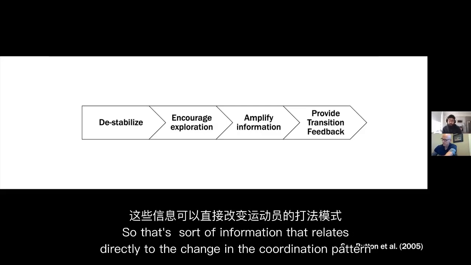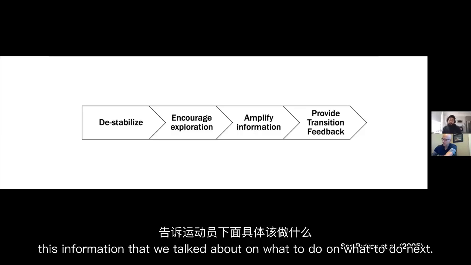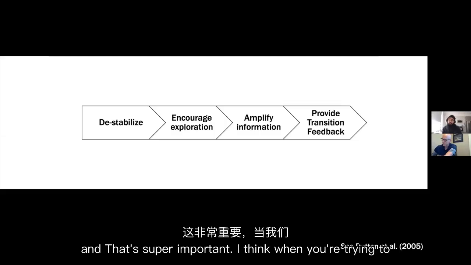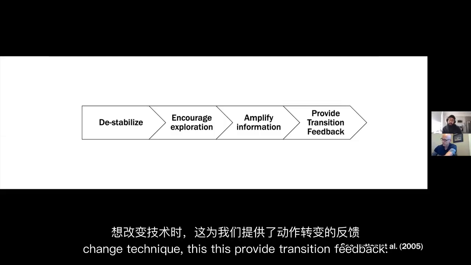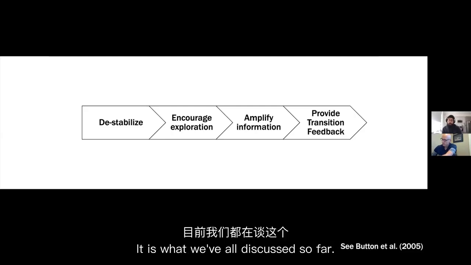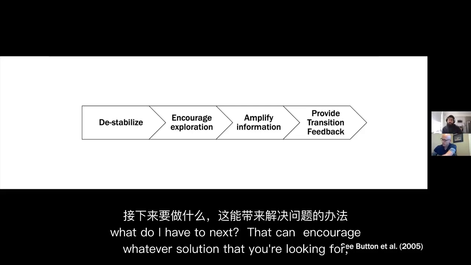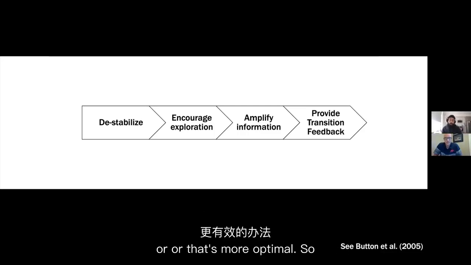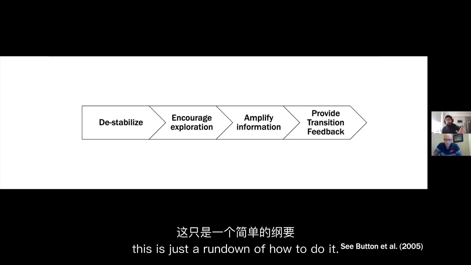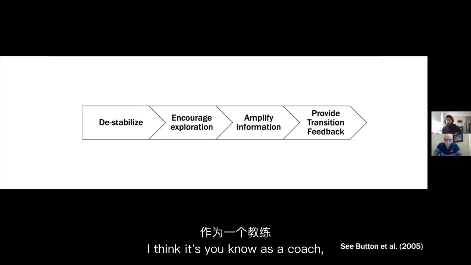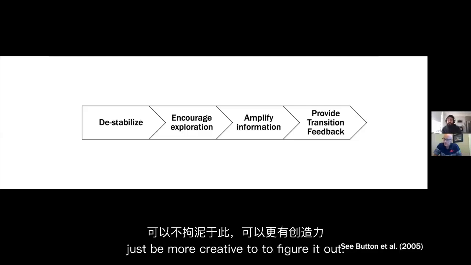So that's sort of information that relates directly to the change in the coordination pattern, and providing this information that we talked about on what to do next. And that's super important when you're trying to change technique, this transition feedback. It is what we've all discussed so far, but the most important takeaway is what do I have to do next that can encourage whatever solution you're looking for, or that's more optimal. So this is just a rundown of how to do it. I think as a coach, just be more creative to figure it out.